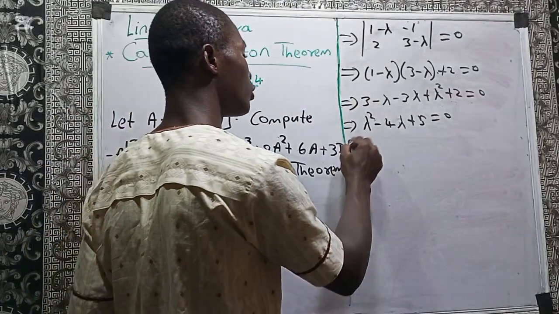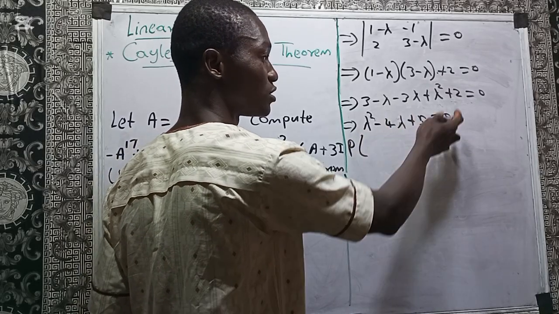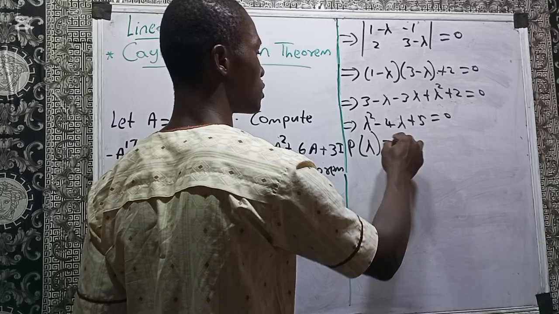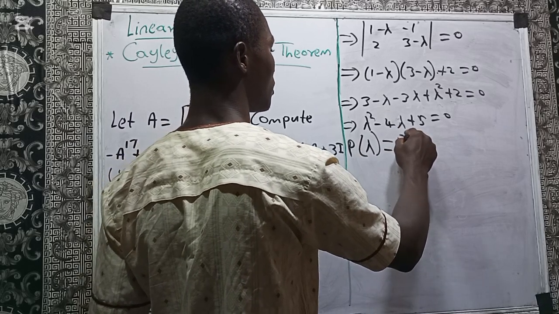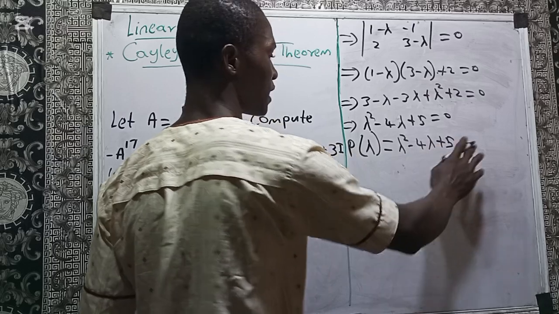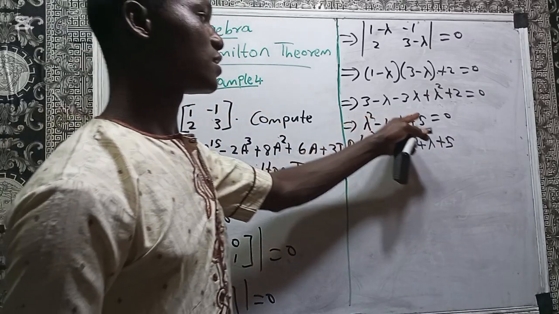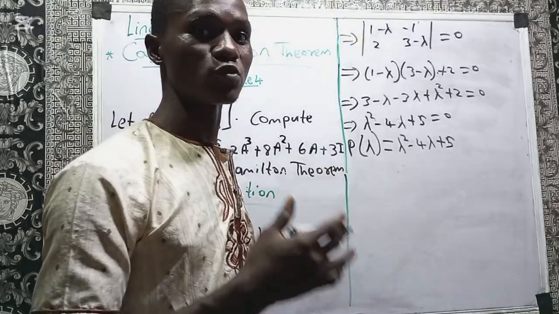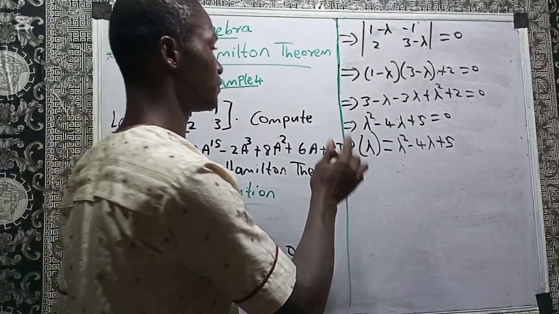Then the characteristic polynomial is the same thing as this, but you don't equate it to 0. So you have lambda raised to power 2 minus 4 lambda plus 5. So this is the characteristic polynomial. This is the characteristic equation. Characteristic equation is a characteristic polynomial equated to 0. So this is what we have.